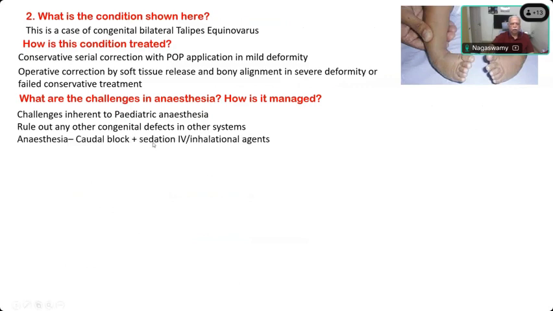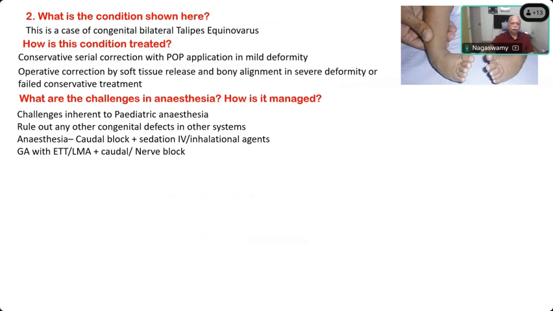Yes, so anesthesia can be caudal block plus IV sedation or inhalation agents, or GA if you are not sure, or if you are not confident about caudal or it is not taken up, then GA with either ET tube or LMA. And if you are planning for a GA in a very restless child, especially older children with anxiety of separation from the parents, they may not remain quiet with sedation alone. So in that case, you can plan for a GA with caudal and a nerve block.